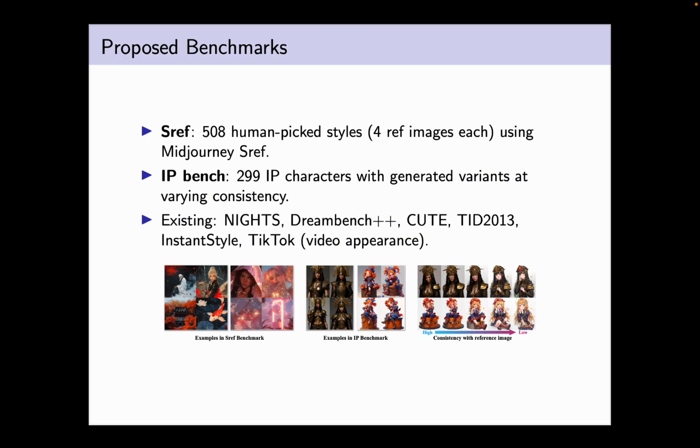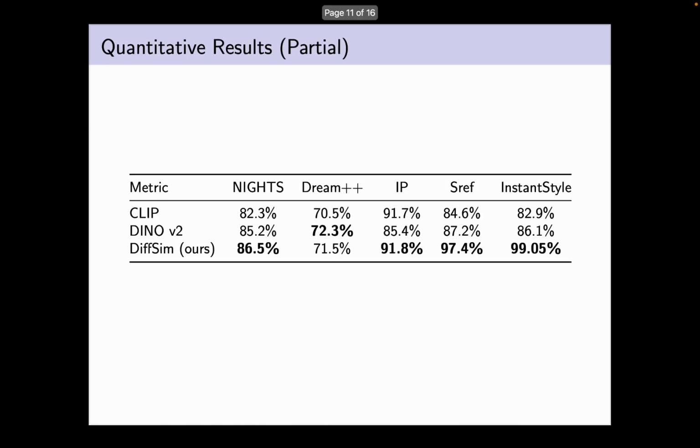To test the metric, we built two new benchmarks. SREF contains 508 human-curated styles, each represented by 4 reference images created with Midjourney SREF. IP bench contains 299 IP characters and graded variants for instance consistency. We also evaluate on established datasets: Nights, DreamBench++, Qt, TID 2013, Instance Style, and a TikTok video dataset for temporal appearance consistency.